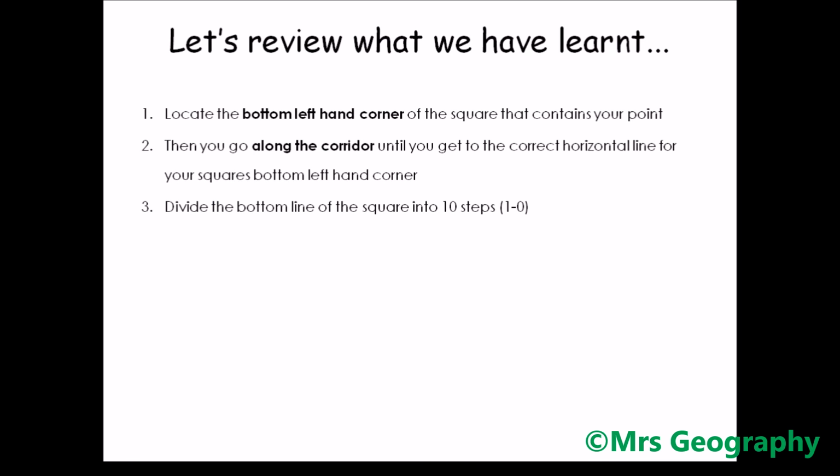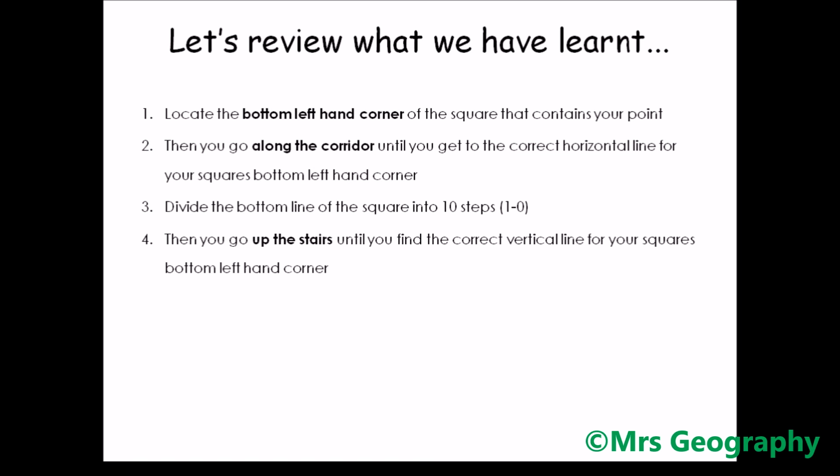Remember, sometimes it's easier to halve the square beforehand, so if you know it's below or above 5. Then you need to go up the stairs until you find the correct vertical line for your square's bottom left-hand corner again. From the bottom left-hand corner, then you need to go up the stairs in 10 little steps. So you need to divide the line again into 10. Remember to divide it maybe in half so you know it's going to be above or below 5, and find the point that it is closest to in those little steps.